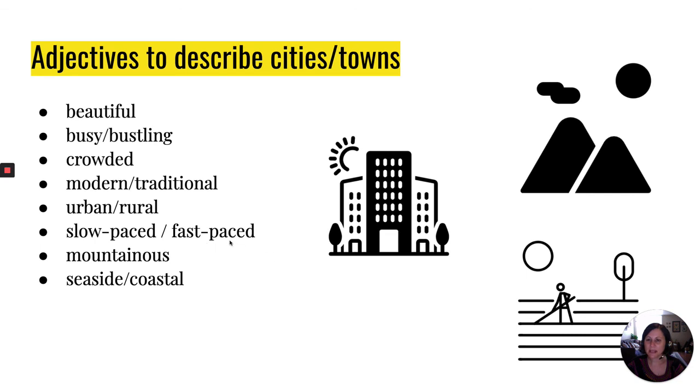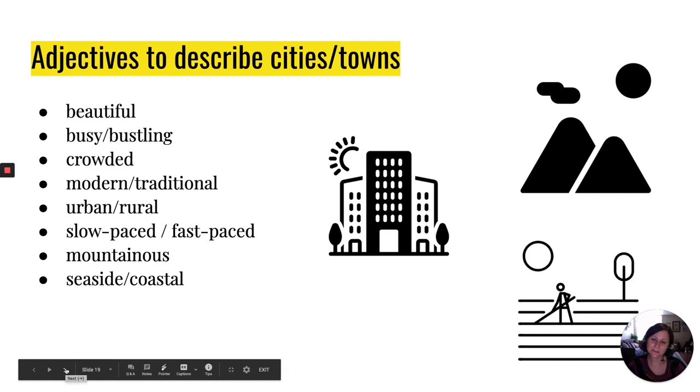Slow-paced or fast-paced. Maybe in the town, everything goes slow, or is everybody moving very fast? Mountainous, a place where there are lots of mountains. Seaside or coastal, somewhere that's close to the ocean or the sea.